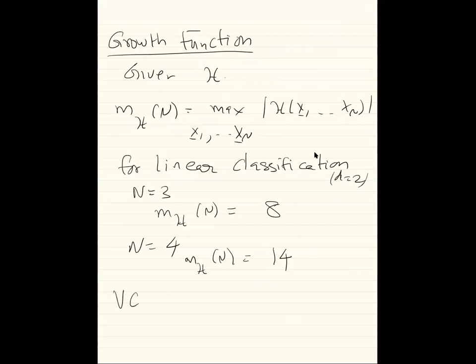Now the VC dimension. The next important concept is that of the VC dimension, known as the Vapnik-Chervonenkis dimension. This is the name of the people who came up with this theory.